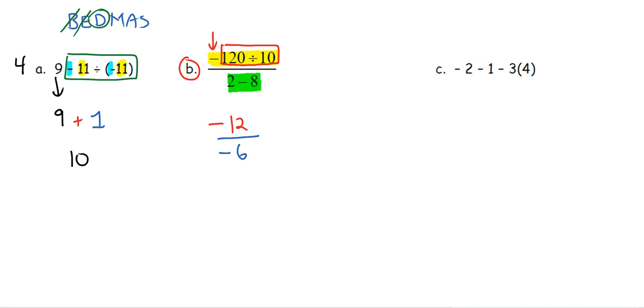Now, to finish off this question here, my question is negative 12 divided by negative 6. Well, how many negative signs do you see when you're dividing? Well, I have two negative signs, so if you have two negative signs, your final answer will be positive, and 12 divided by 6 is going to be 2. 6 goes into 12 2 times, so your final answer is positive 2 or just simply 2.